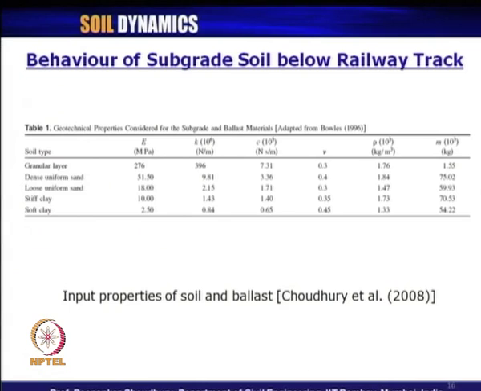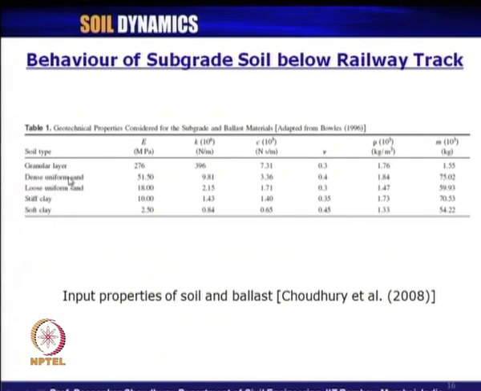Okay. So, now let us look at the different geotechnical properties considered for the subgrade material and ballast material in this paper by us. The material properties have been taken from the reference of Bowles' book, like different types of soil you can see here. The granular layer is what we have considered as the ballast layer. The first one is the ballast layer, and then 4 different types of subgrade material we had considered.